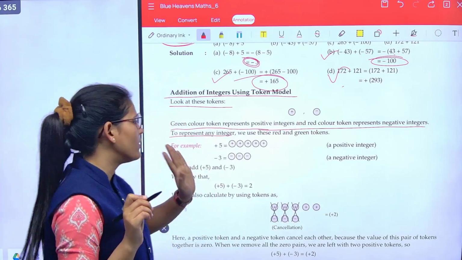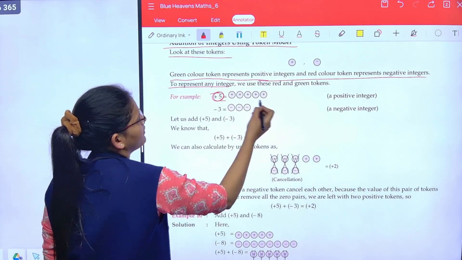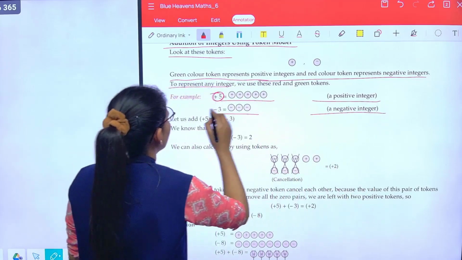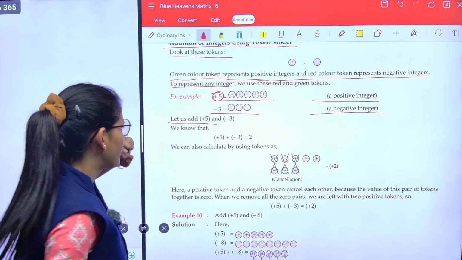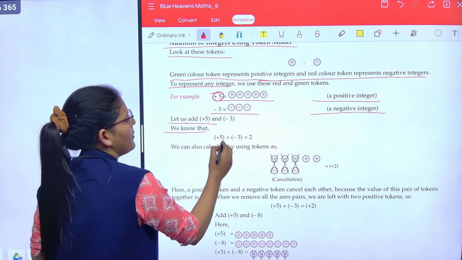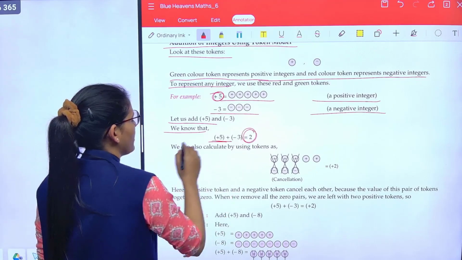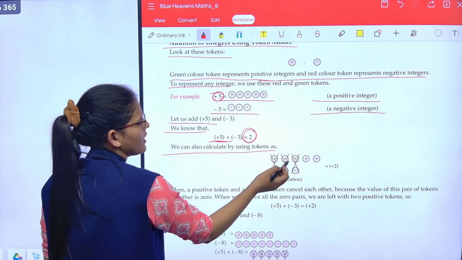To represent any integer, we use these red and green tokens. For example, plus 5 and minus 3: a positive integer, a negative integer. Now class, let us add plus 5 and minus 3. We know that plus 5 minus 3 is equal to 2. We can also calculate by using tokens: plus minus, plus minus, plus minus.